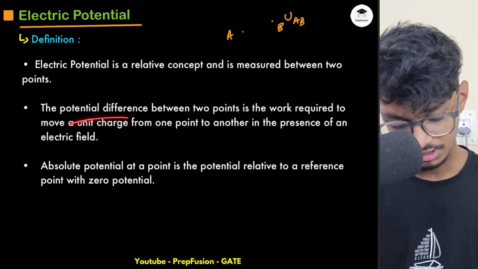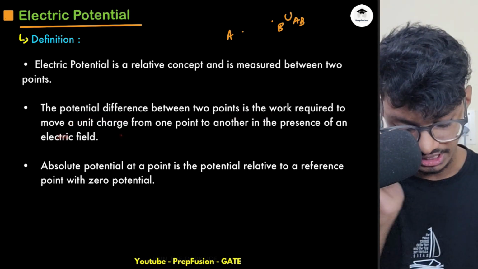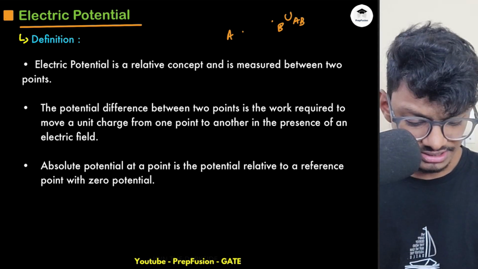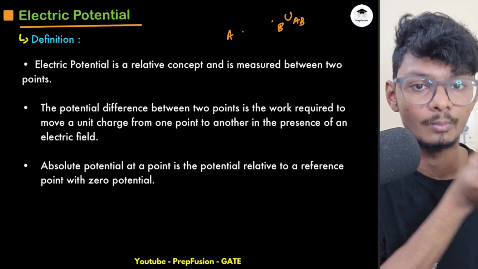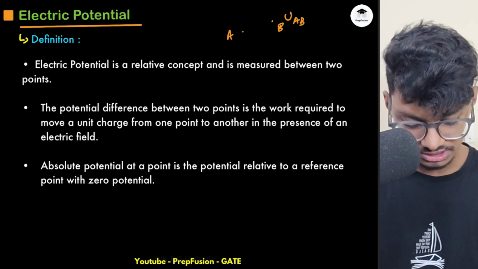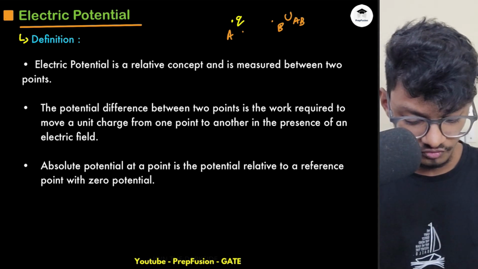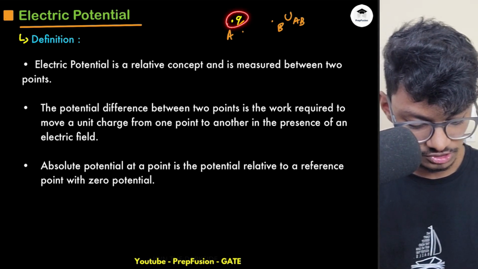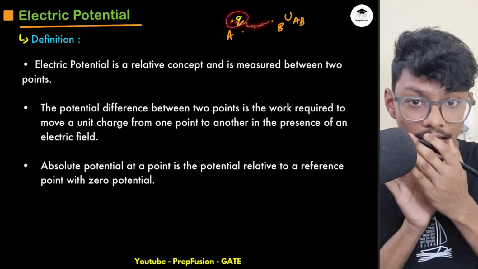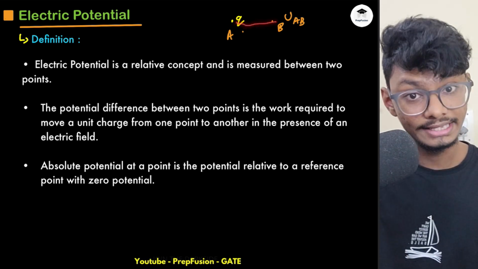The potential difference between 2 points is the work required to move a unit charge from one point to another in the presence of an electric field. So what does this potential difference actually mean? If I have a unit point charge Q here, and I move it slowly, not very fast, to point B, then a certain amount of work needs to be done, because I had to apply some force to take this charge from here to here.